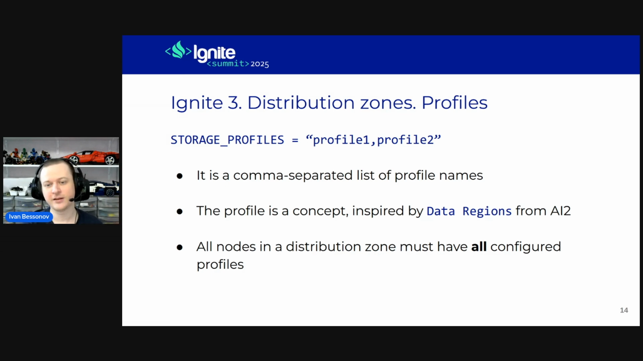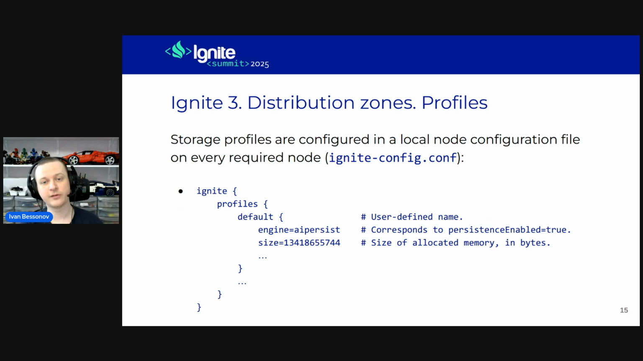Important property of that is that now you don't have to have all data regions on all Ignite nodes. So you might have some nodes without certain profiles. This will save you some configuration. Maybe it will save you some resources. This is how you configure the storage profiles. Again, it is done locally on your Ignite node.